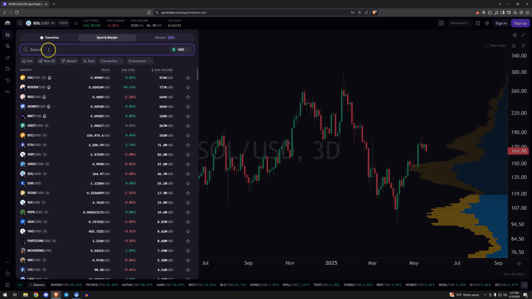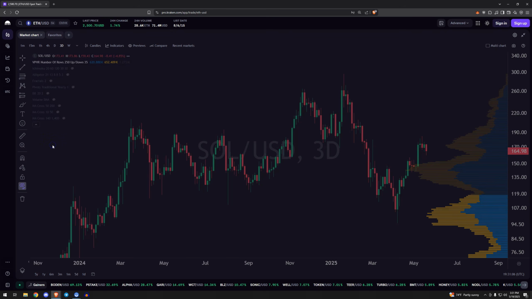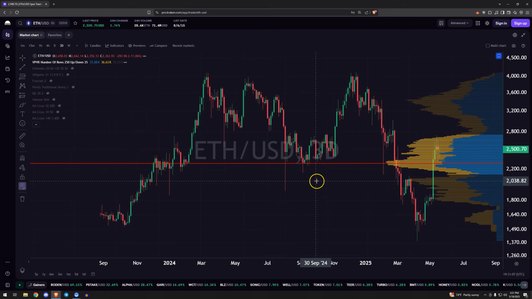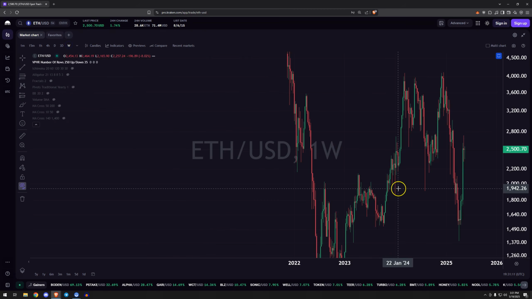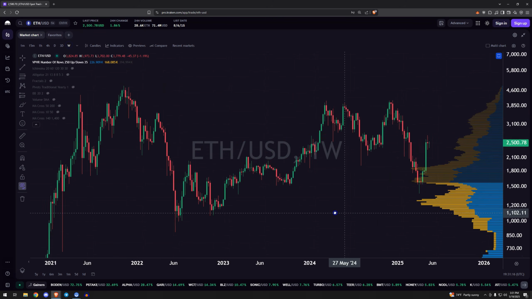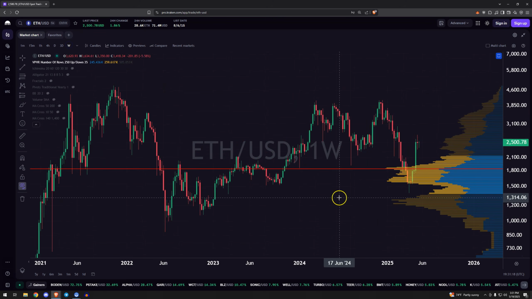For Solana, ETH, similar. You're going to see some volume shelves here, kind of in the thick of it now at that 2500 level. Let's go to the weekly. Similarly, there really isn't that much volume on ETH above, let's say, 3000 on a relative basis. This is of course looking on a relative basis. So this is just one way to look for things.